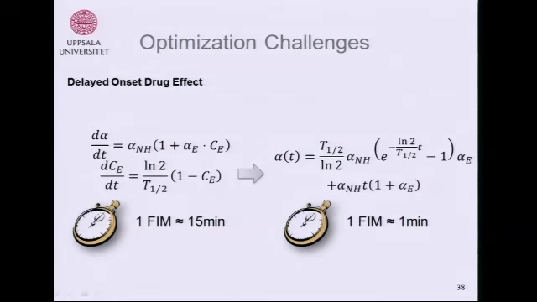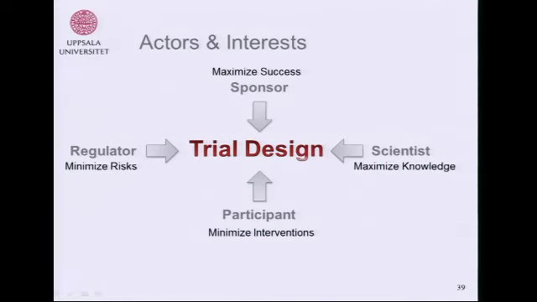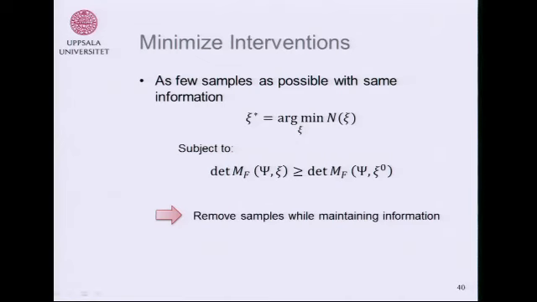But optimizing, this sounds so straightforward. It sounds like, okay, we have the Fisher information and then we determine the optimal design. But as you can see from this graph, it's actually not very clear what optimal design means in a clinical sense. We have a lot of different people that all have their different interests. We have sponsors that want maximal success. We have scientists that maybe want to maximize the knowledge. We have participants that want to minimize interventions. And we have regulators that want to minimize the risk during a clinical trial. All of them have different requirements on the clinical trial and on the design. So let's see how we can address that.